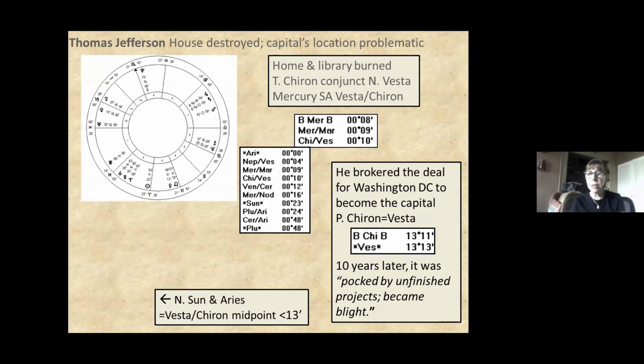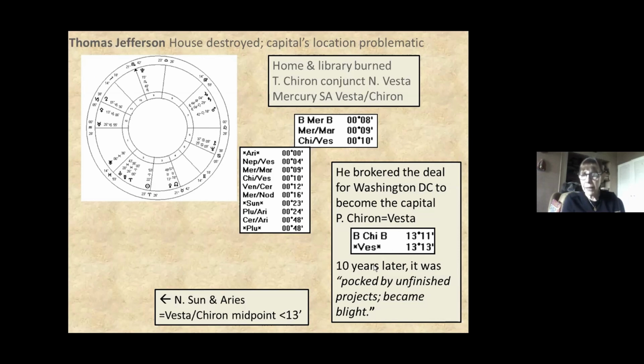Jefferson brokered the deal for Washington, D.C. to become the nation's capital, the U.S. capital. And when he signed the contract, progressed Chiron was 2 minutes from natal Vesta. So, you know, it turns out that Washington is on a swamp. That's why when people go there, they get mosquito bites, because it is a swamp. So he signed the contract with Chiron Vesta. He brokered the deal with progressed Chiron to Vesta, 2 minutes.